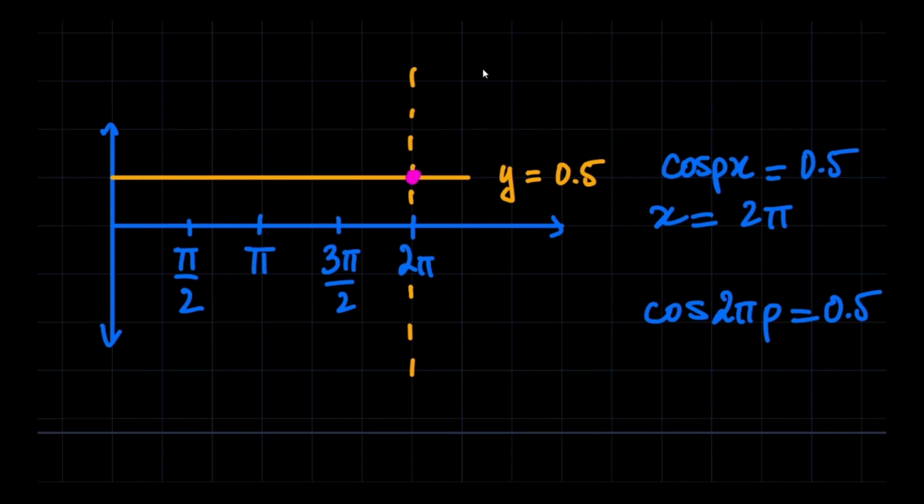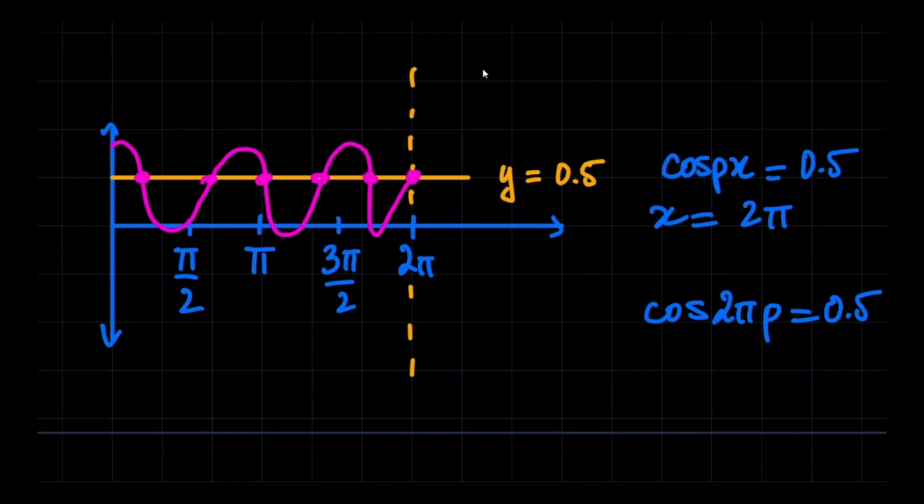Or it could yield a larger value for p that compresses the cosine graph so that it crosses the line y equals 0.5 many times. So it could do something like this. If you can see here, it crosses that line many times, but it will always cross the line y equals 0.5 at x equals 2 pi. It just depends on the value of p, which determines how many times it crosses y equals 0.5.